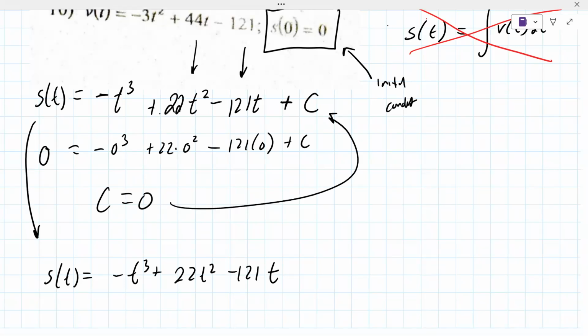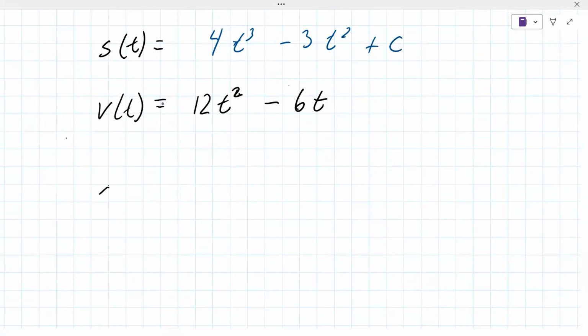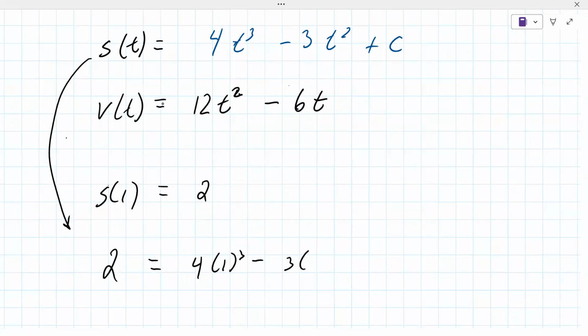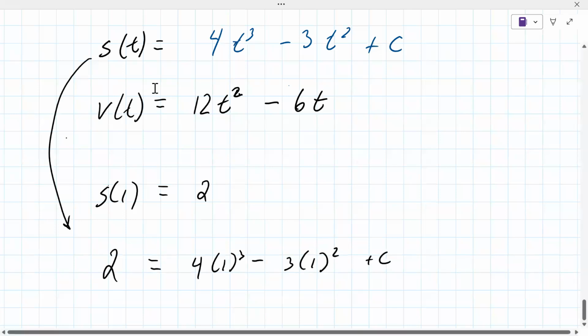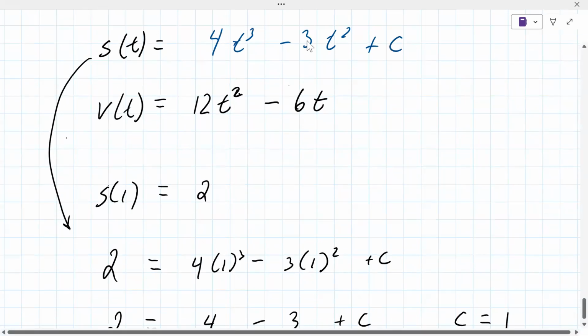Meaning, if it wasn't 0, would you have to write it? Yes, exactly. So that's where I would go a bit further, and I would tell you something like, let's just say S of 1 equals 2. So what that means is that 2 is equal to 4 times 1 cubed minus 3 times 1 squared plus C. This ends up being 2 equals 4 minus 3 plus C. You can see now that C ends up equaling 1. And then you'd have to put that back into this right here.